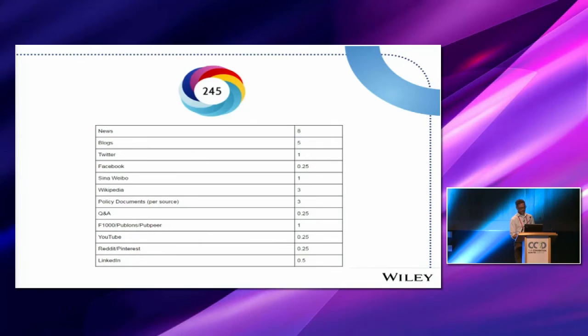So let's look at that in a little bit of detail. The number itself is a weighted measure. So if you're mentioned by a newspaper, you'll get a score of 8, a blog 5, and so on. So what you really want is the most colorful donut with the highest number. That's it.